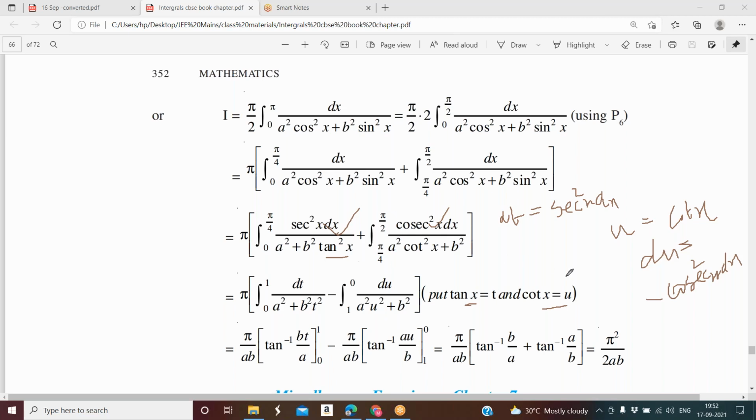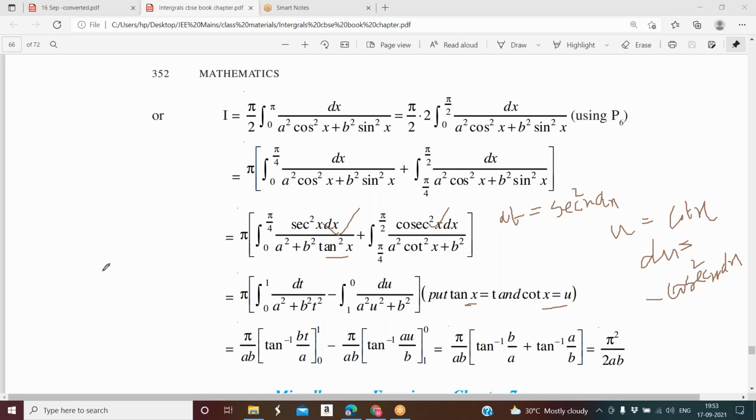When x takes pi by 2, what is u? Cot pi by 2 is 0, that is cos 90 by sin 90. Cos 90 is 0, sin 90 is 1, so 0. Here I have limits 1 to 0. So I can change the limits from 0 to 1. If I change the limits, then I will add a minus 1, so it becomes plus.